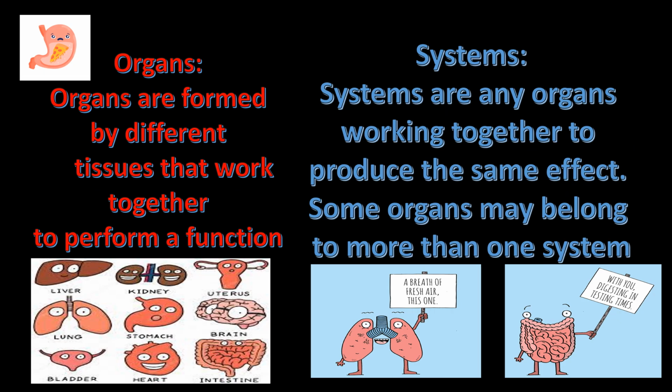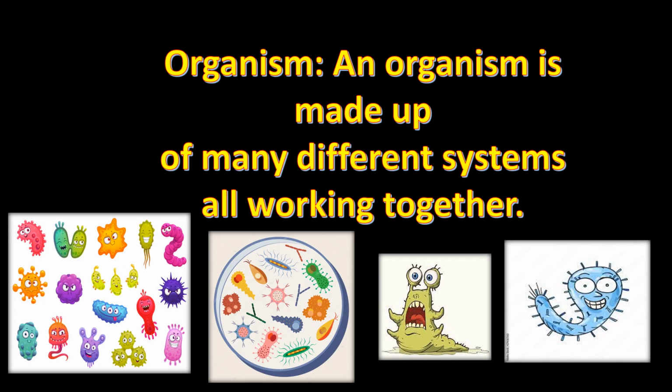Organs. Organs are formed by different tissues that work together to perform a function. A system is any group of organs working together to produce the same effect. Some organs may belong to more than one system. Organism. An organism is made up of many different systems all working together.